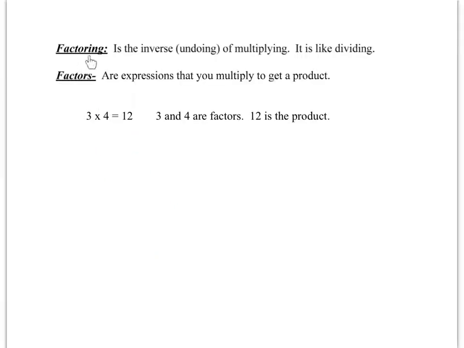Okay, factoring is the inverse or the undoing of multiplying. It's like dividing. Factoring is dividing when you start with the factors. Factors are things that we multiply to get a product. So factor times factor is equal to product. If you take the product and you break it up, you're dividing, and then you get a quotient. So 3 times 4 is 12. 3 and 4 are factors. 12 is called the product.